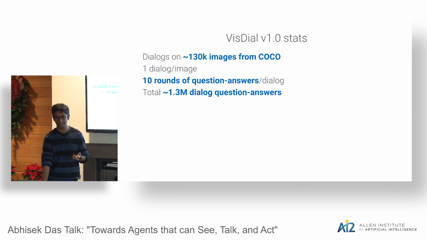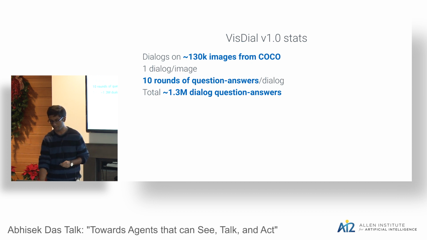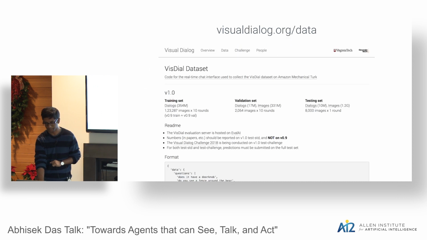So in total, we have dialogues on 130,000 images from Coco. There's one dialogue per image, and each dialogue is 10 rounds of question answers. So in total, this is 1.3 million dialogue question answers. And all of this data is publicly available.